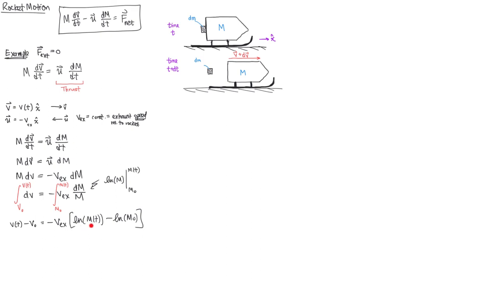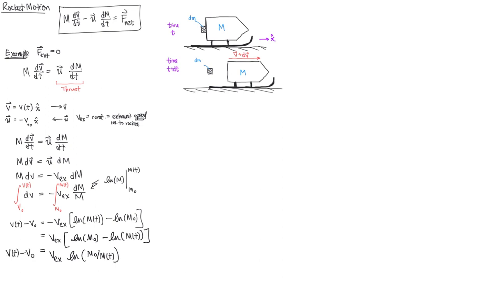Now, notice that m naught is going to be bigger than the mass of the rocket sometime later. So I'm going to actually invert these by distributing the minus sign through, which gives me v exhaust times the natural log of the starting mass minus the natural log of the mass sometime later. And we know that the difference of natural logs is equal to the natural log of the ratio, so we can express this as v exhaust times the natural log of your starting mass divided by the mass later.